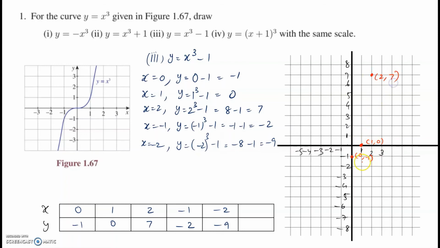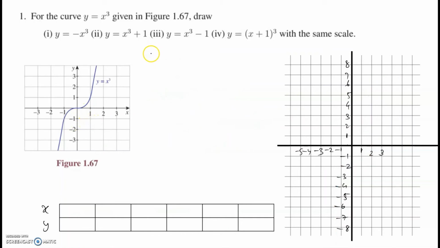Then when x is equal to minus 1, then y is equal to minus 2. So minus 1 and minus 2. Then when x is equal to minus 2, y is equal to minus 9. So let's define minus 9 here. So that's the point. So the curve will look something like this. So you can clearly see that it is shifted down by 1 unit.